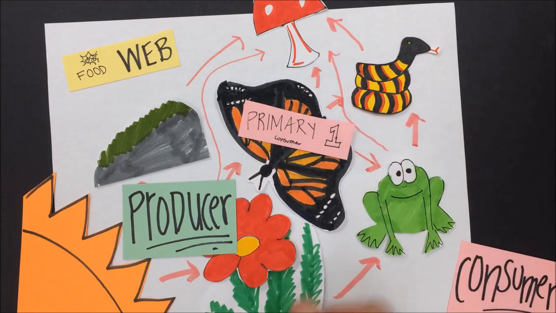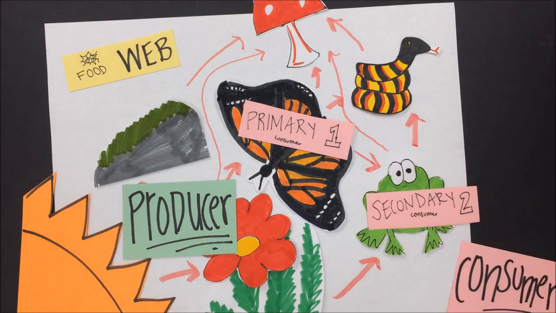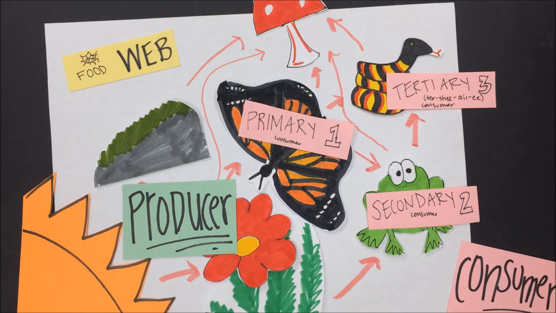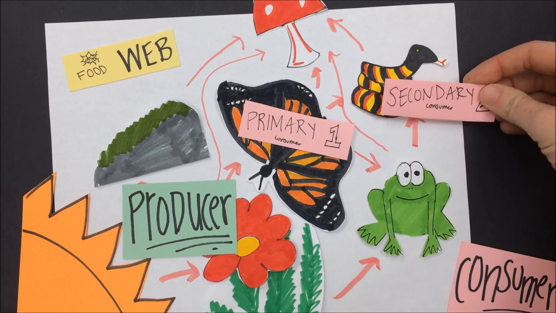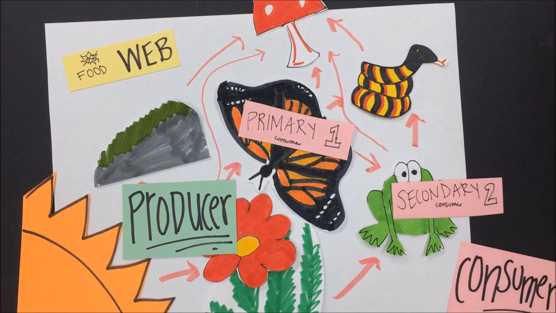A primary consumer, like this butterfly, is one that eats producers. A secondary consumer, like this frog, is a consumer that eats the consumers that eat the producers. A tertiary consumer, like this snake, is one that eats secondary consumers. Now, had we gone on a different path, from the sun to the producer, to the primary consumer, to the snake, the snake could have been considered a secondary consumer. It all depends on the path that you're taking to follow the energy flow in the ecosystem.